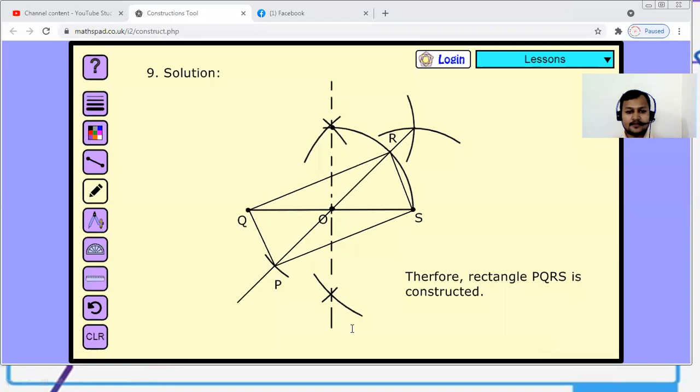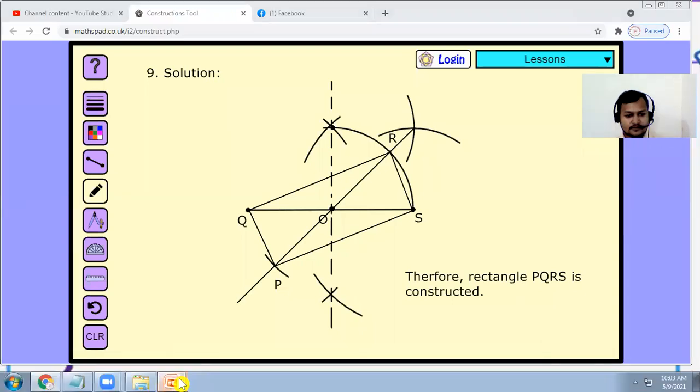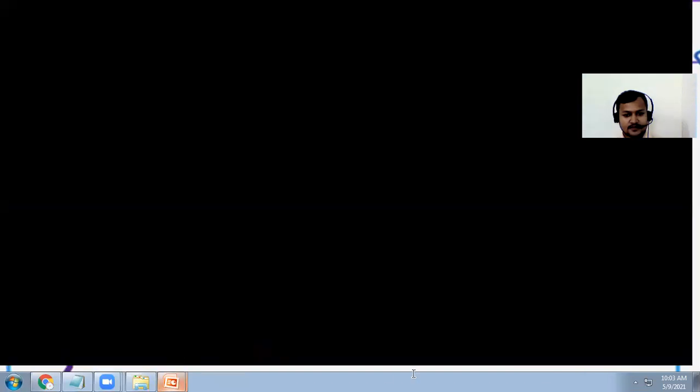Do you have any confusion in it? If there is any confusion, you may tell it to me. So let's move to the next question if there is no confusion.